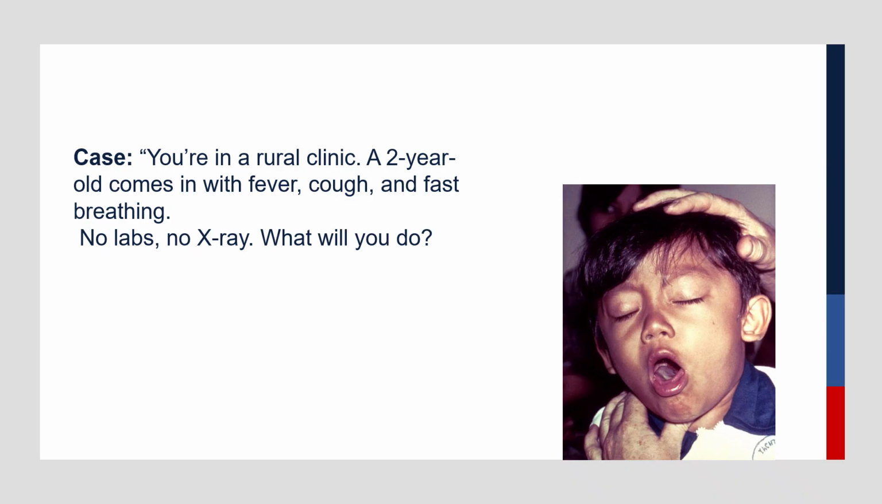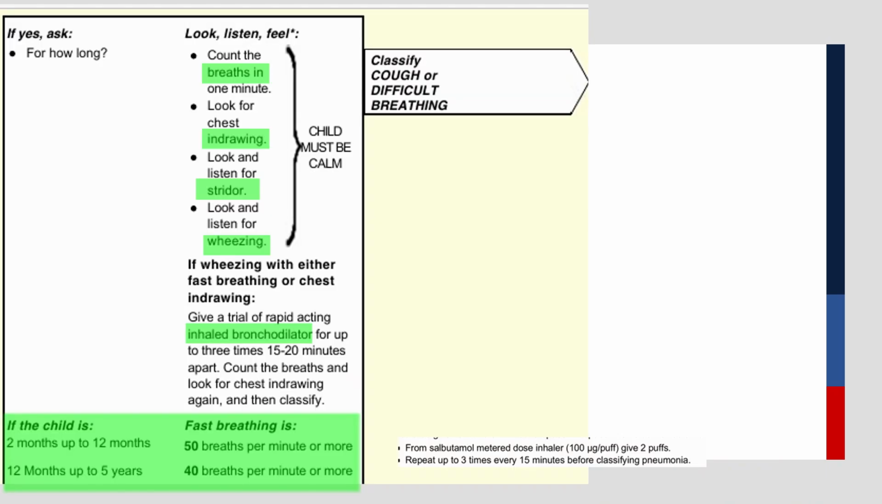So here is a case. You're in your rural clinic. A 2-year-old child comes with fever, cough, and fast breathing according to the mother. Obviously, no labs are available where you are practicing and there's no x-ray. What will you do? First you're going to ask for how long the child has been having these symptoms, which is very natural in our history. We ask about the duration of the symptoms.